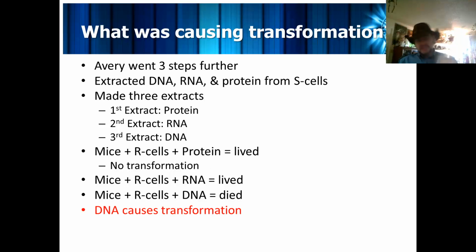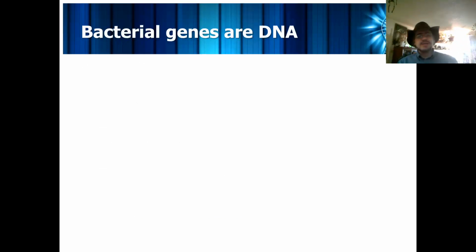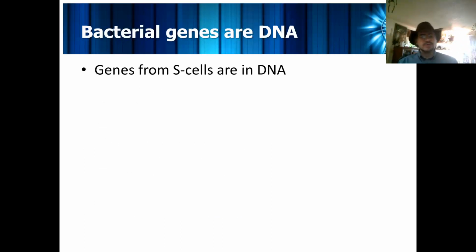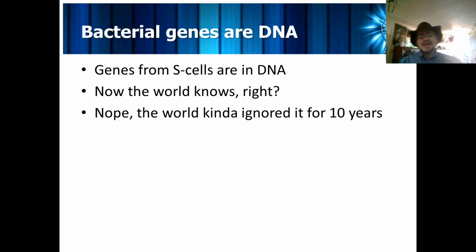And so the genes for pathogenicity were carried on the DNA. What? Humankind for the win! Except we kind of ignored Oswald Avery's results. So genes from the S cells are in DNA. We kind of ignored that landmark research for 10 years.